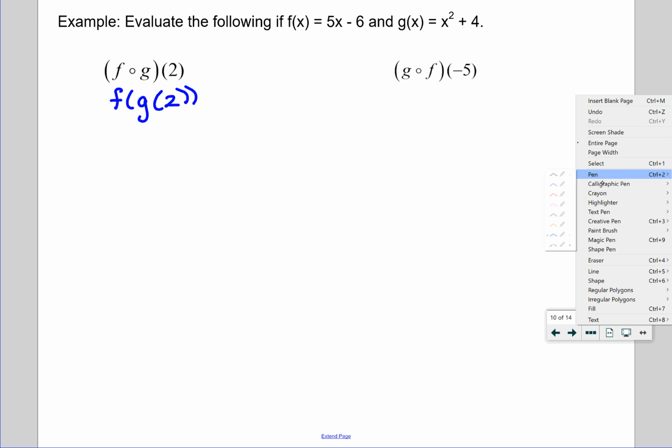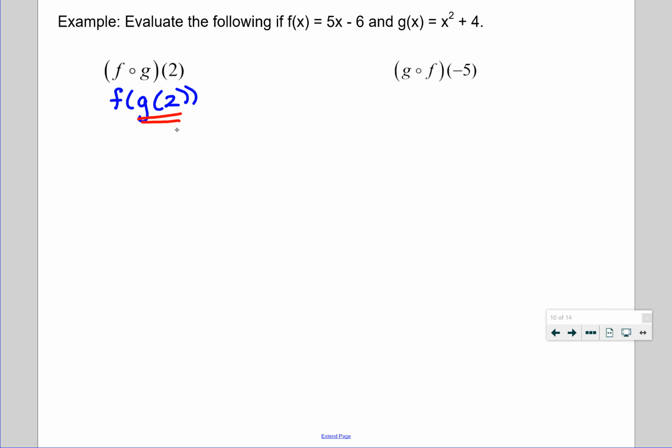So I'm going to start with what's on the inside, g of 2. So g of 2 means plug 2 into g, and that's probably something you can do in your head. If you plug 2 into g, what would you get out? 2 squared plus 4. g of 2, 2 squared plus 4, is 8. Okay, so that whole inner parentheses, g of 2, is equal to 8. So I can replace it with 8.